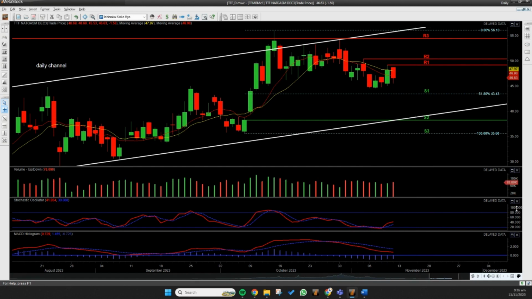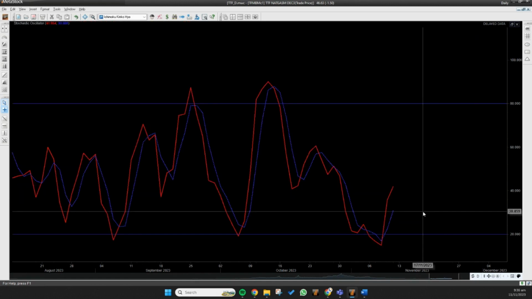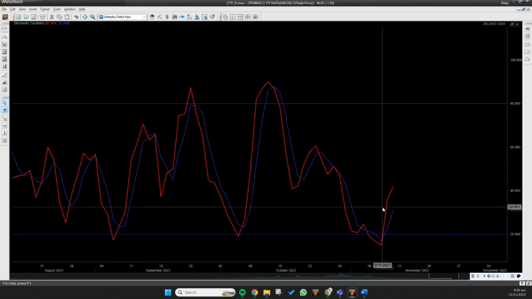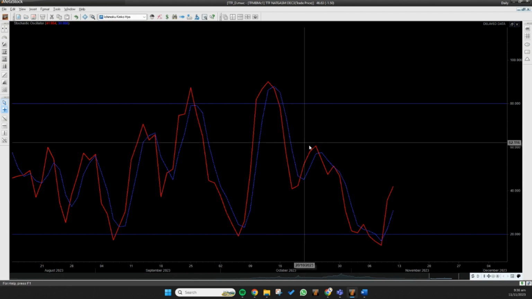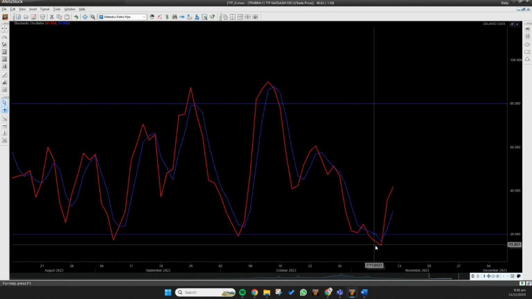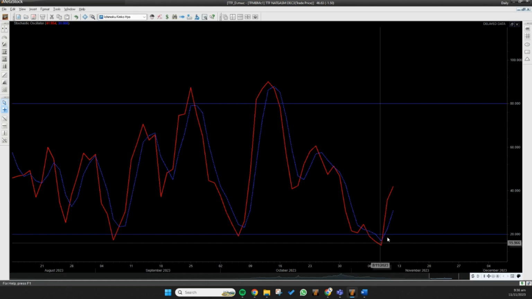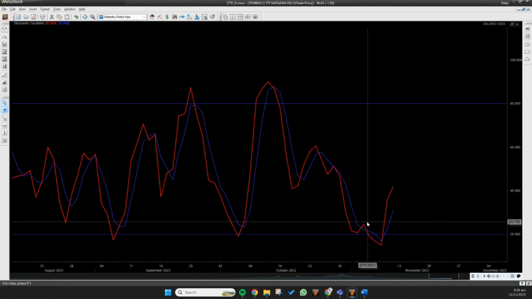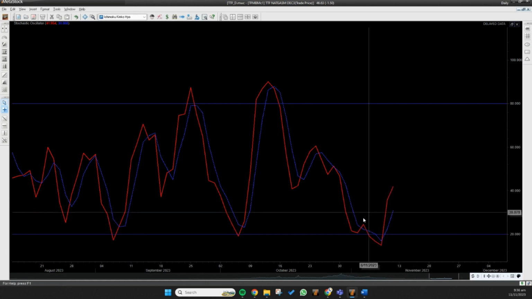Okay, so let's have a quick look. Once again, we do use oscillators. I'm looking at the stochastic and we see, yeah, okay, we are making lower lows and lower highs. That's not good, but we did get a bullish signal and we did make our first higher high.